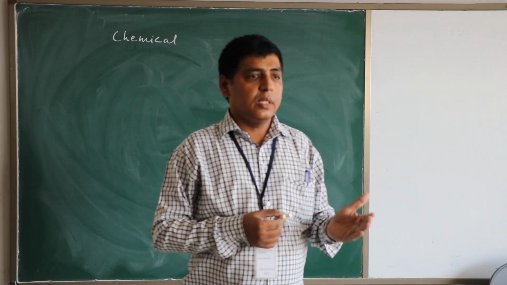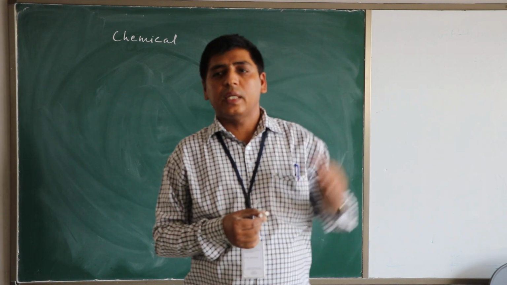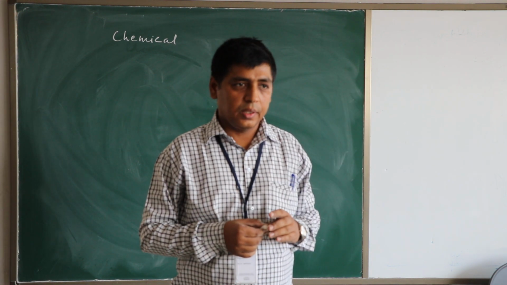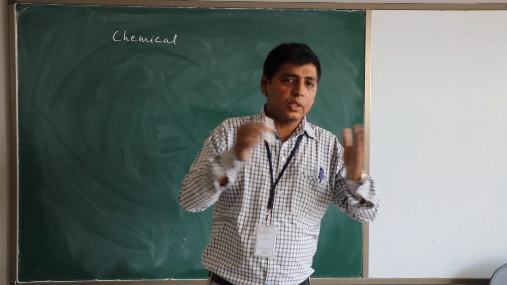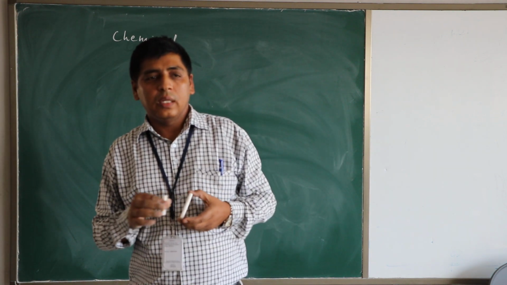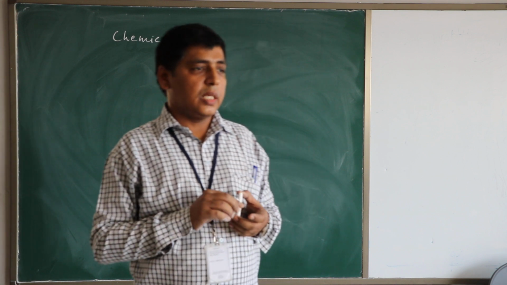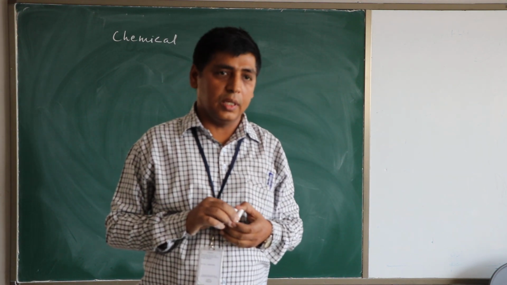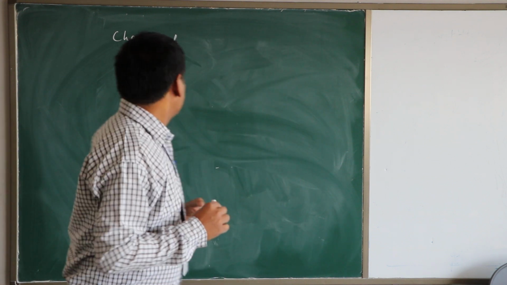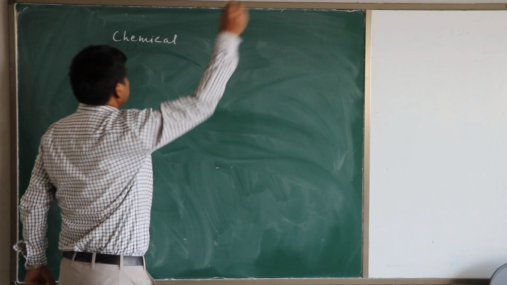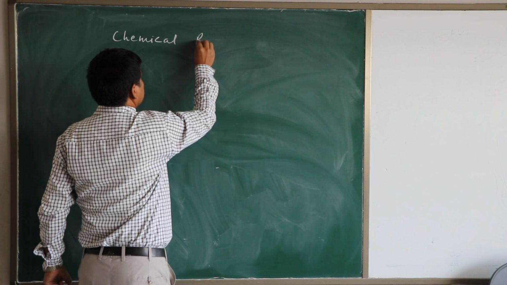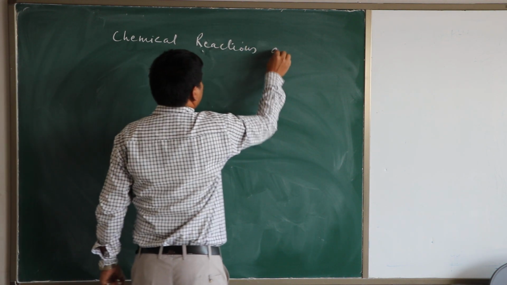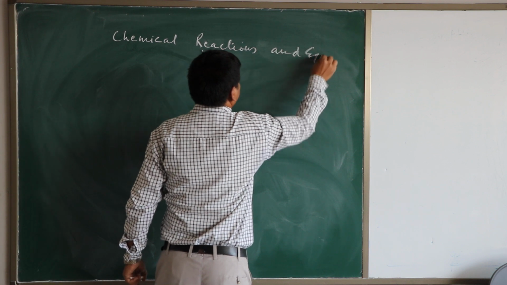So in chemistry, if any chemical reaction is taking place, from reactants you are getting some product. When two or more substances react together, it gives you a new substance with new properties. Then only it is called a chemical change. So that's why the name of this chapter is Chemical Reactions and Equations.